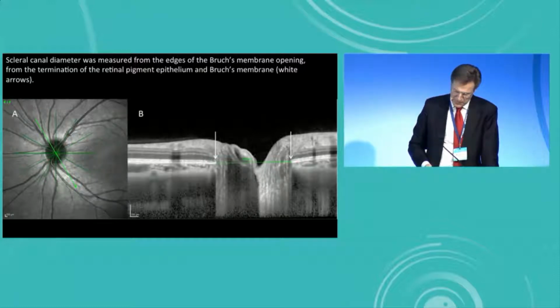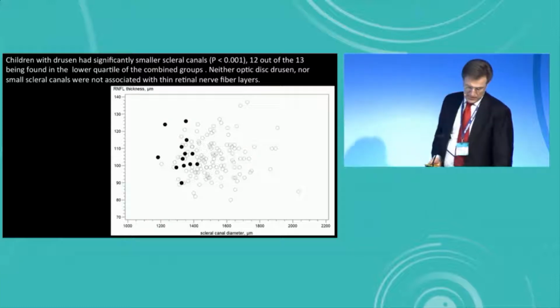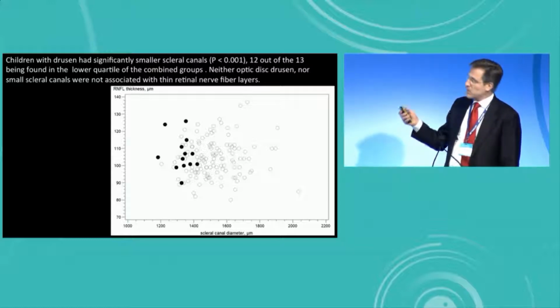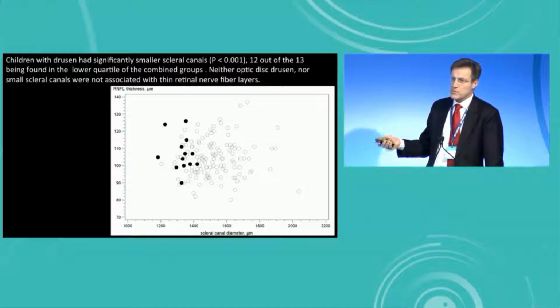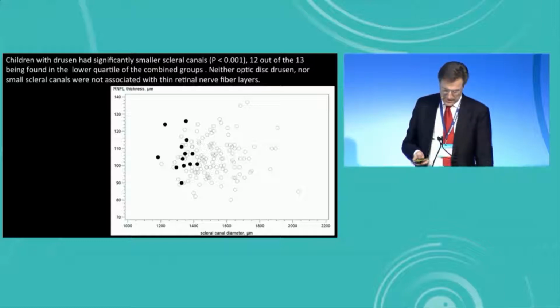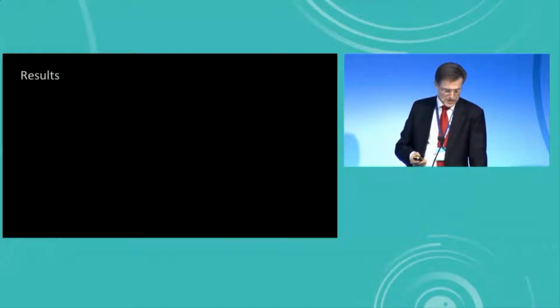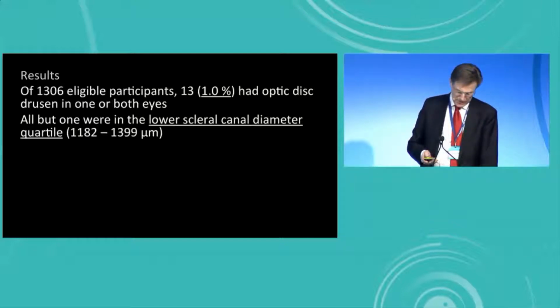Here is an example of how we measured the scleral canal, from the edge of Bruch's membrane to the edge of Bruch's membrane on the other side. The first result is that 1% of the children have optic disc drusen. Of those 13 children, 11 are in the lowest quartile of the scleral canal distribution. The black dots represent children with optic disc drusen, and you see how they're distributed far to the left, in the group of people with smaller scleral canals. So 1% was the prevalence, and all but one were in the lower scleral canal quartile.